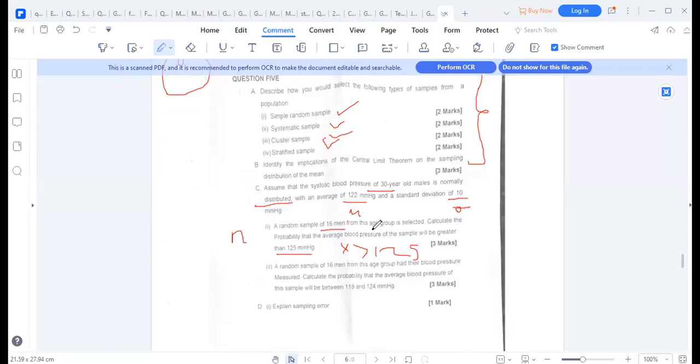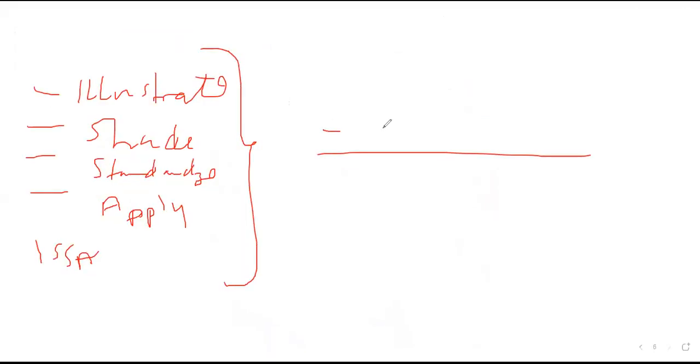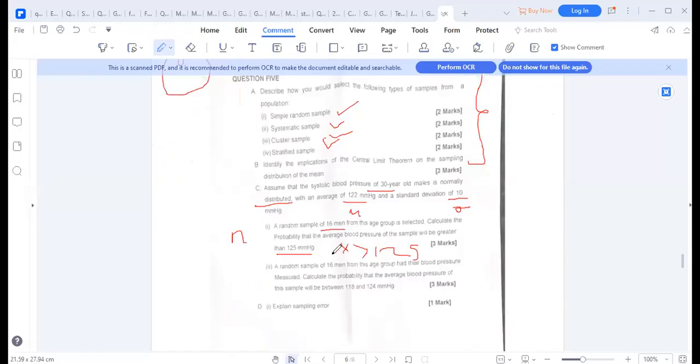So we've been given our what? Our mu 122 and our SD is 10. So mu is always in the middle, like we made the assumption, the mean is always in the middle, 122. Our standard deviation is 10. Part A of the question, carrying 3 marks. Find the probability that it's greater than 125.